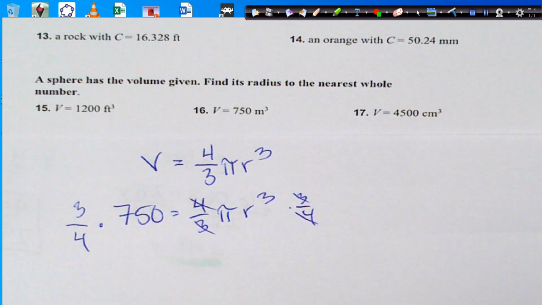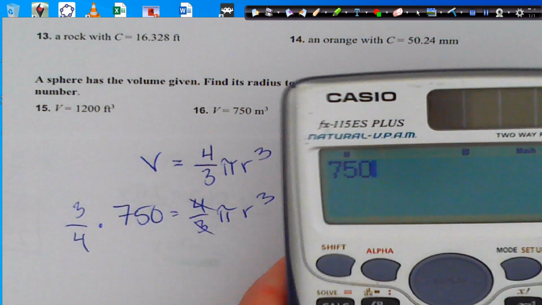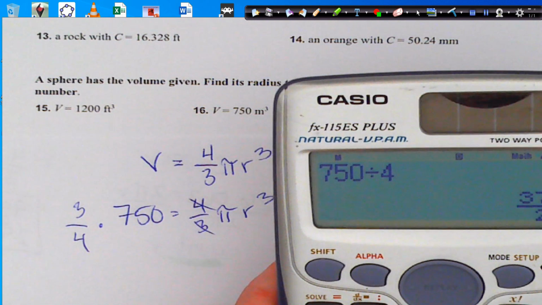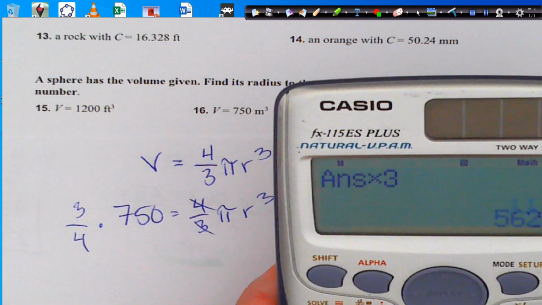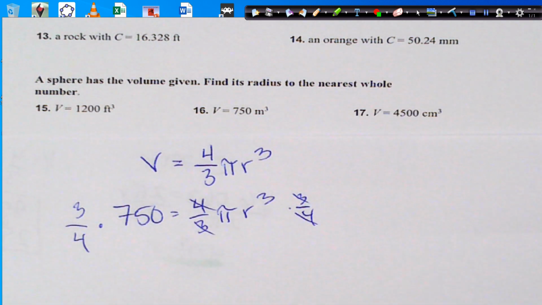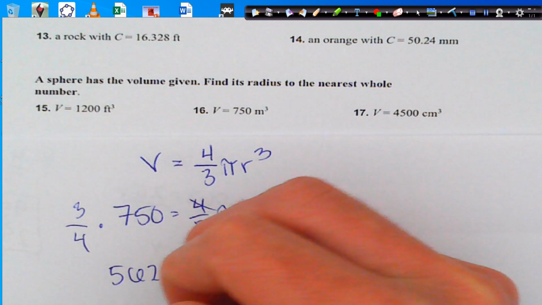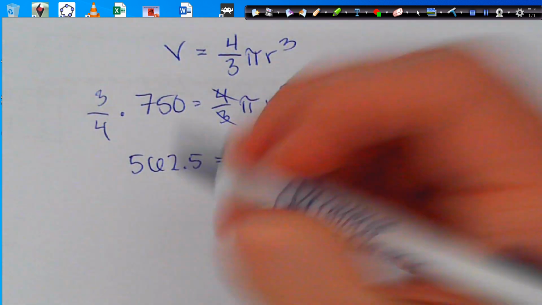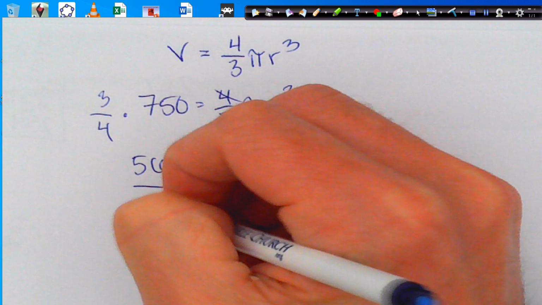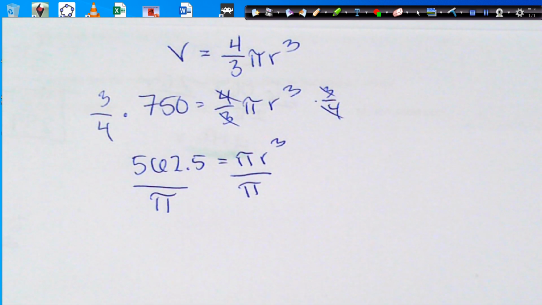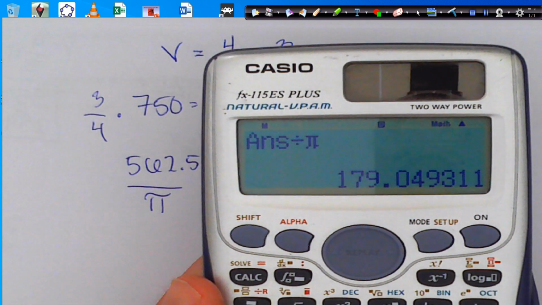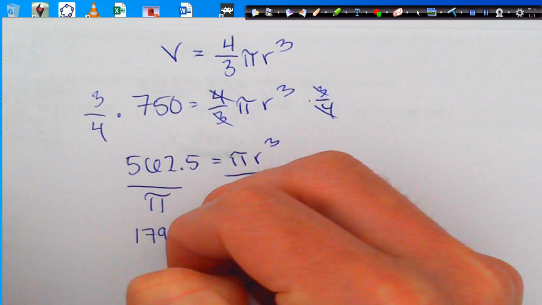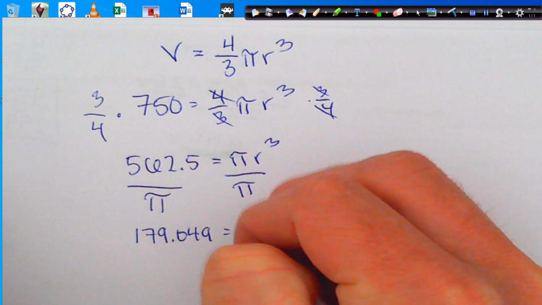So basically, I want to take 750, and I want to divide it by 4 this time, and multiply it by 3. And that will give us 562.5. Now I have to get rid of pi, so I divide by pi. So I just divide that number by pi, and I get 179.04. Notice I'm leaving everything in the calculator. I'm writing it out, but mainly just leaving it in the calculator.